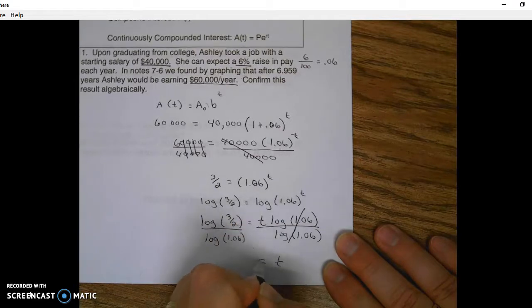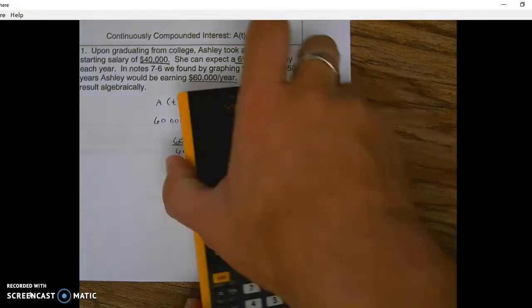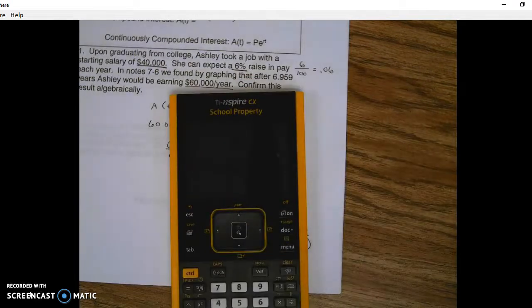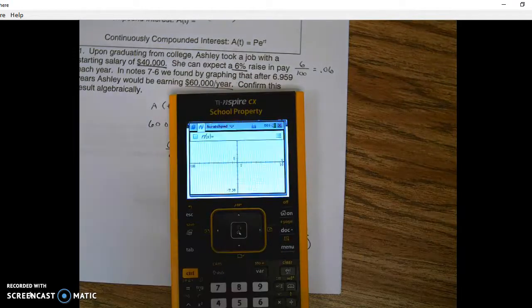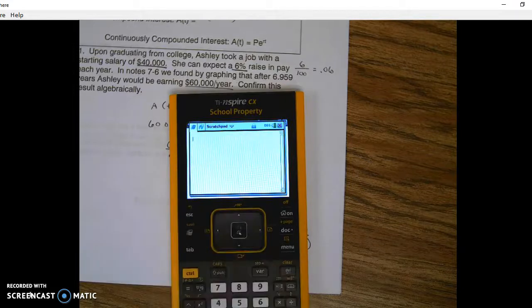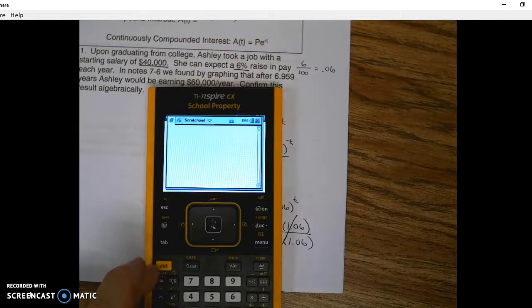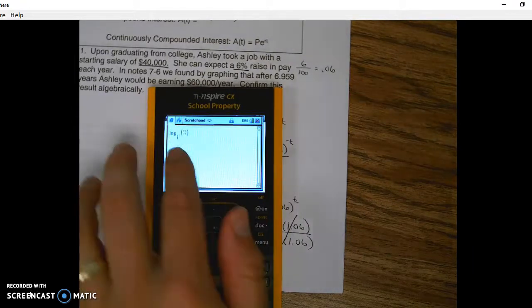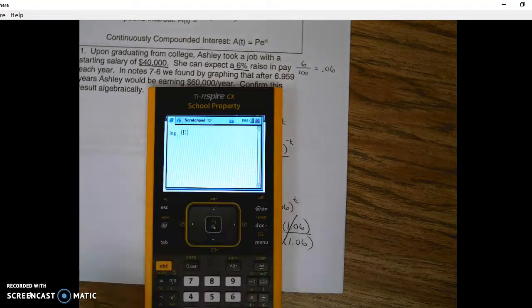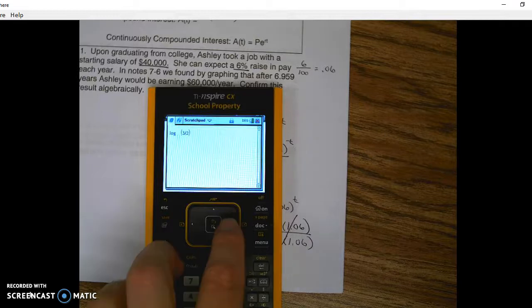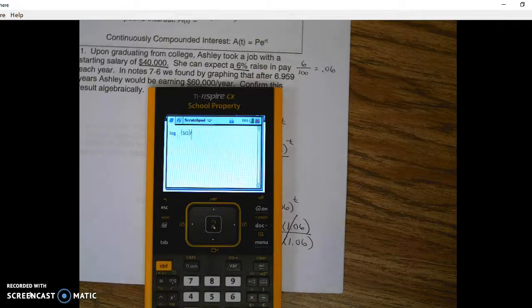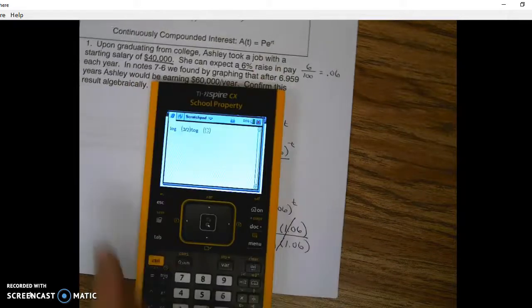All right, here we go. Grabbing our calculator, turning it on, clicking OK, scratch pad. We have the log of 3/2. Now I found out you don't have to put the 10 in here, so if it's 10, you can leave it blank. So 3/2 divided by log 1.06.